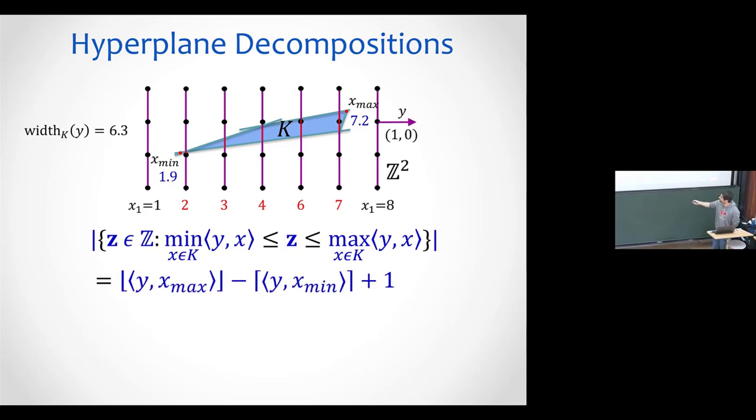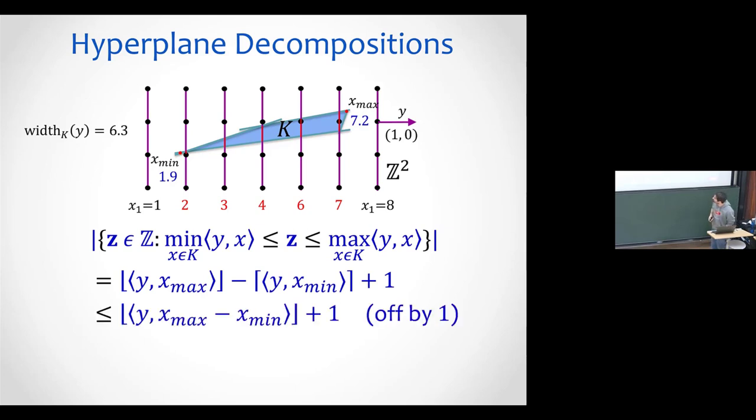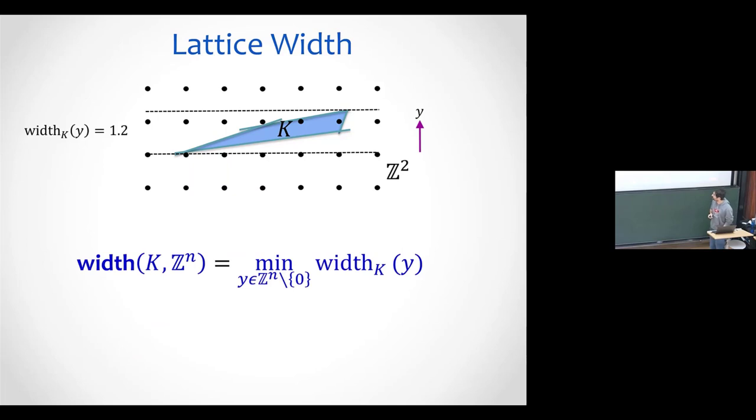You can exactly express this using rounding up and rounding down. And with just one inequality, where you have an off-by-one thing going on, you get that the number of hyperplanes is at most the width rounded down plus one. So width is a very good continuous relaxation of the number of hyperplanes that intersect K.